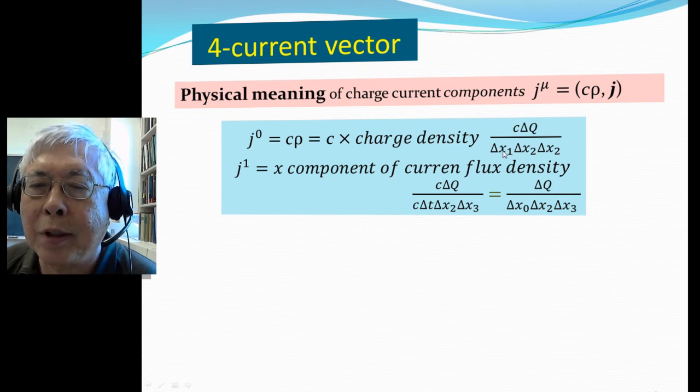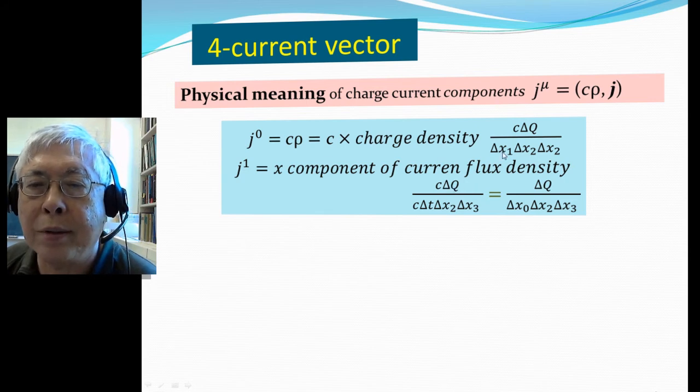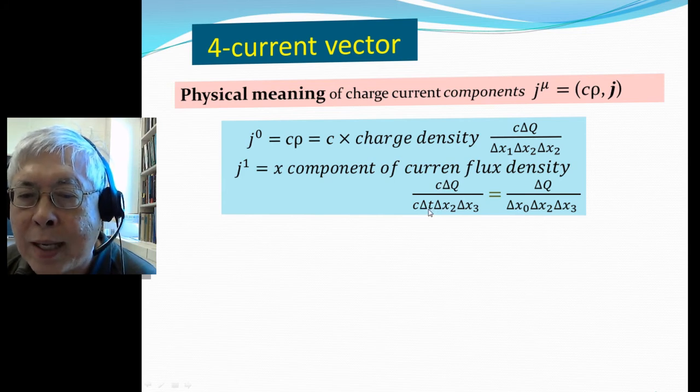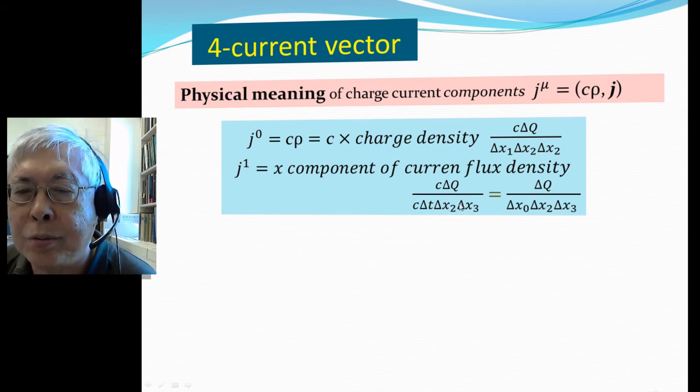Some amount of interval in the x direction, the y direction, and the z direction to make the volume. Let's just talk about the x component of the current, which is the flux density. So it's the amount of charge crossing per unit time per unit cross-section area. If the current flows in the x direction, the cross-section area is dx2 dx3.